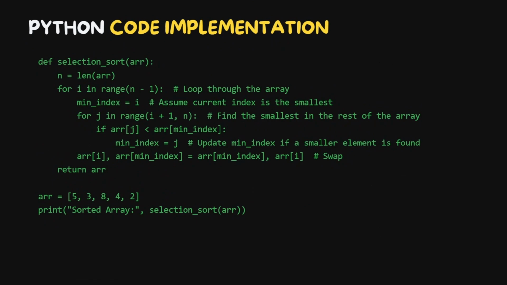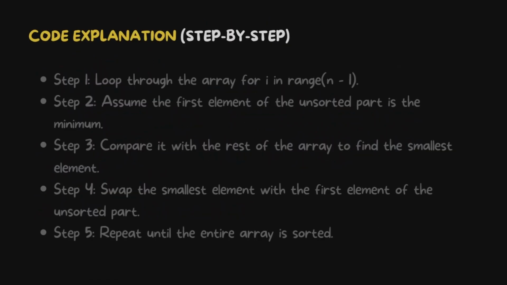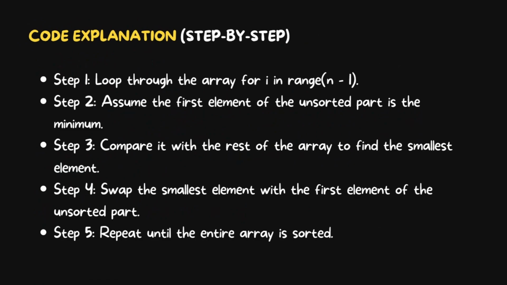Unlike bubble sort, selection sort performs fewer swaps. However, its time complexity remains order of n square, making it inefficient for larger datasets. So this is the step-by-step explanation I did in the previous slide. So go through it.